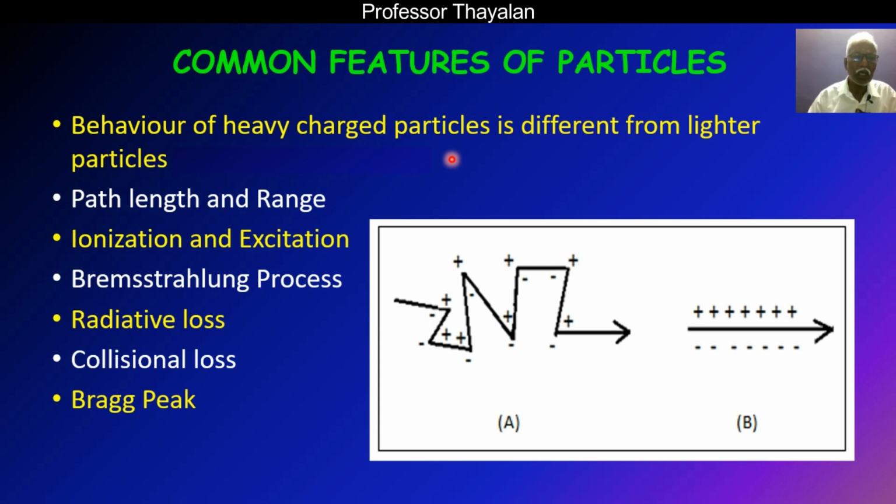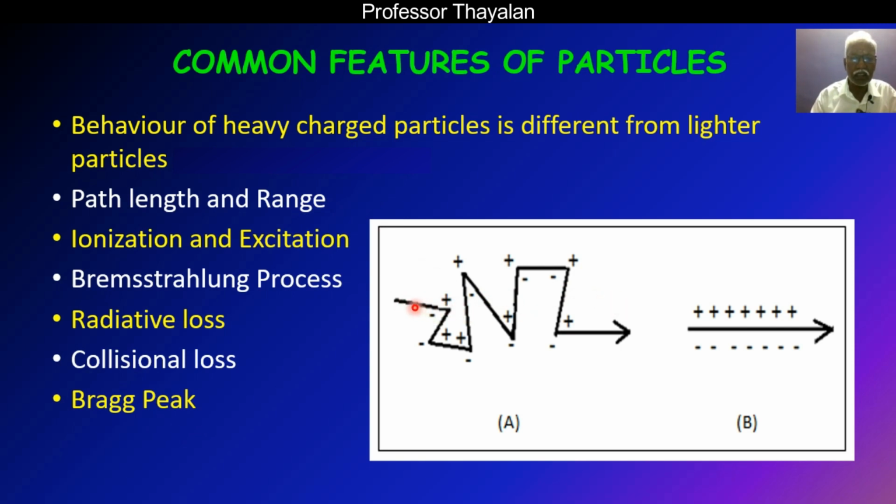Particles have some common features. What are the features of the particles? Particles do have path length and range, and they do ionization and excitation. They perform the Bremsstrahlung process. They give radiative loss of energy, collisional loss of energy, and also they appear with the Bragg peak. What is actually this path length and range?